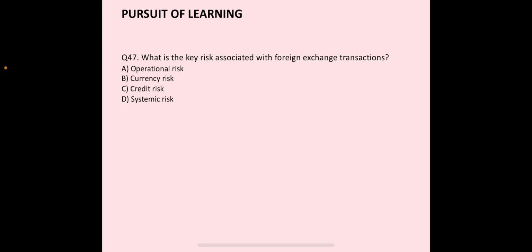Next question, what is the key risk associated with foreign exchange transactions? A, operational risk, B, currency risk, C, credit risk, D, systemic risk. So the correct answer is option B, currency risk.